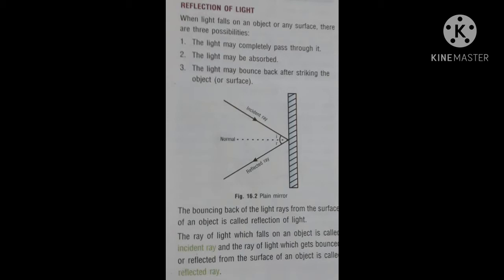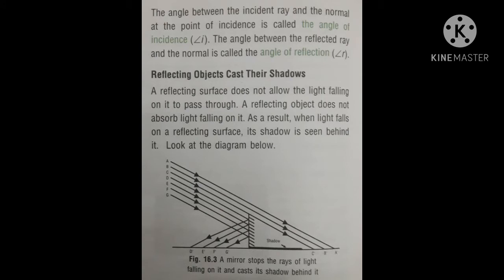The ray of light which falls on an object, this is called incident ray. The ray of light which gets bounced or reflected from the surface of an object, this is called reflected ray. The angle between the incident ray and the normal at the point of incidence is called angle of incidence, and it is represented by small i. The angle between the reflected ray and the normal is called angle of reflection, and it is represented as small r.